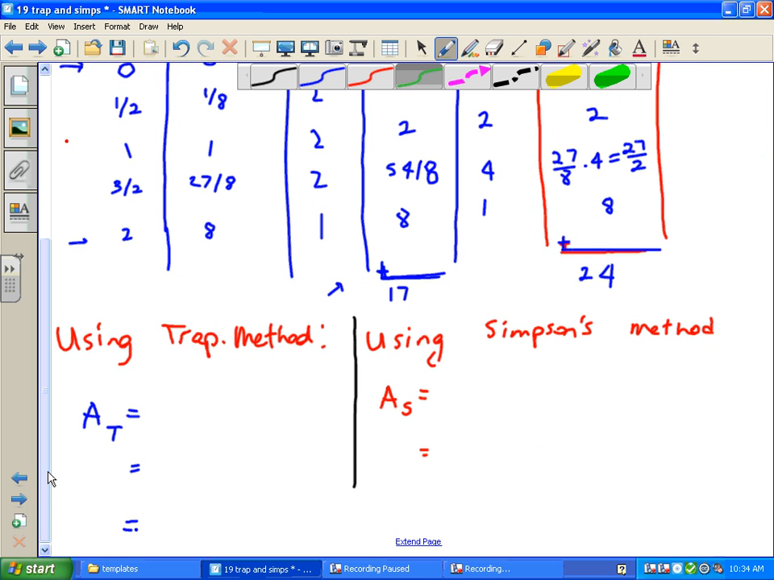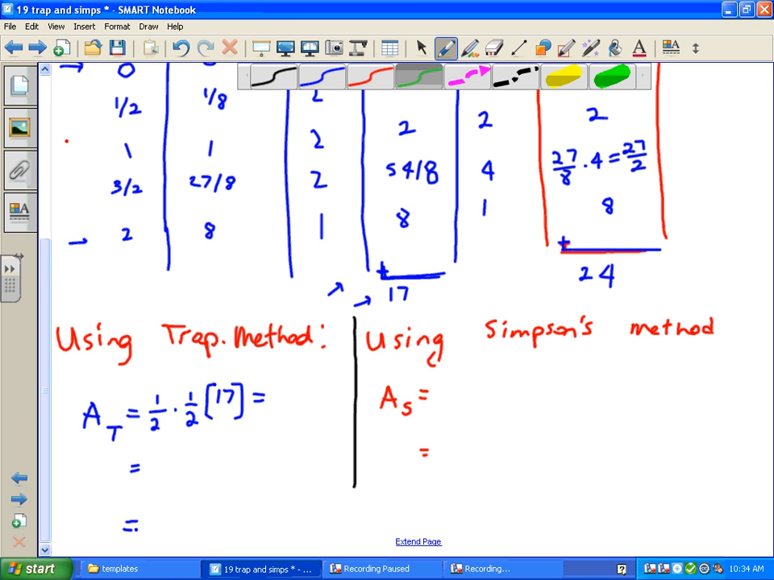Okay, so for the trapezoid method, you want 1/2 times h. What is h for this question? The step size, the base of the rectangle, which is 1/2, right? We determined that at the top of the problem, that was 1/2. Times inside the brackets, basically we've done all of that. Inside the brackets is this sum right here, which is 17.